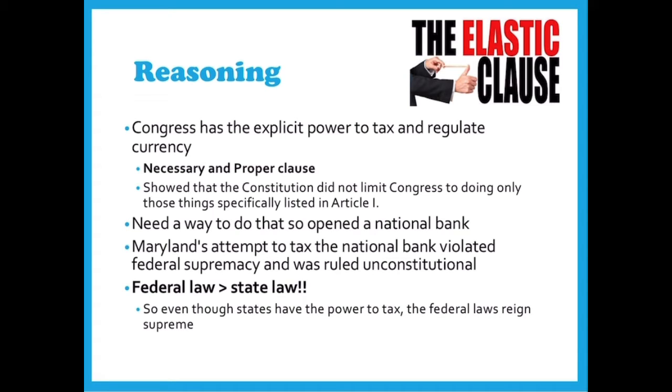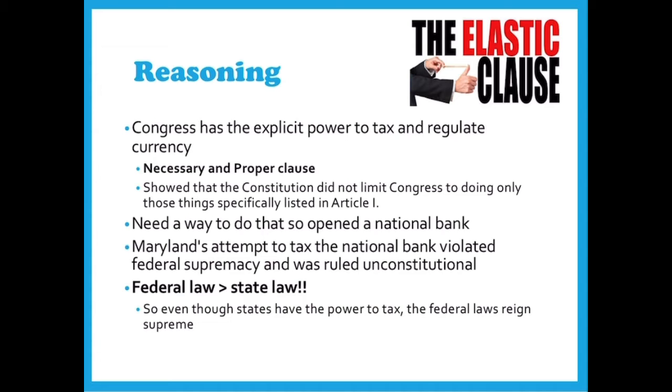This is because of the necessary and proper clause, which gives Congress the power to make all laws that should be necessary and proper for carrying into execution. This showed that the Constitution did not limit Congress to doing only the things specifically listed in Article 1. So when Congress needed a way to tax and regulate the currency, it made it completely constitutional to open up a national bank.